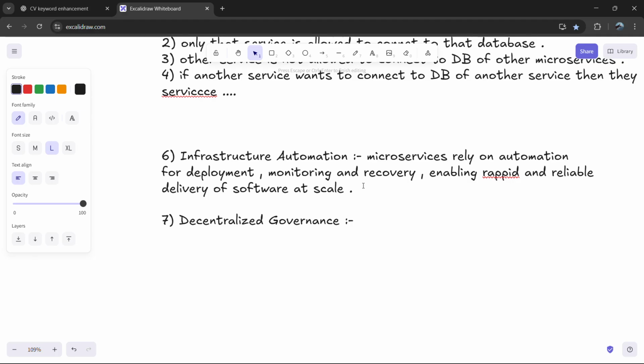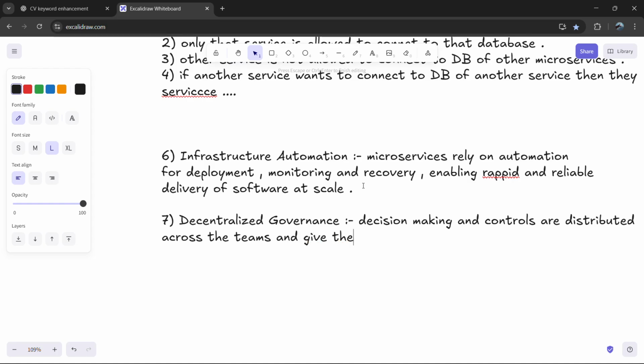Okay, so what does decentralized governance mean? It is nothing but decision making and controls are distributed across the teams, giving them the power to make decisions independently.